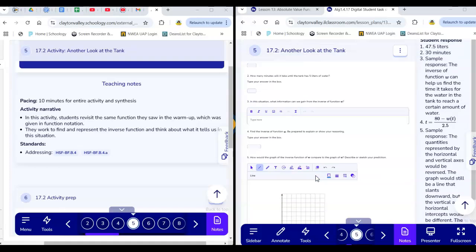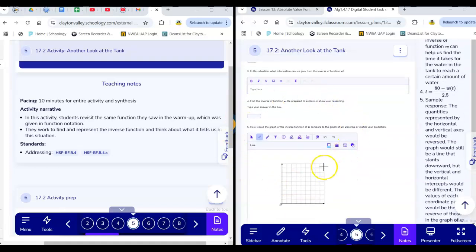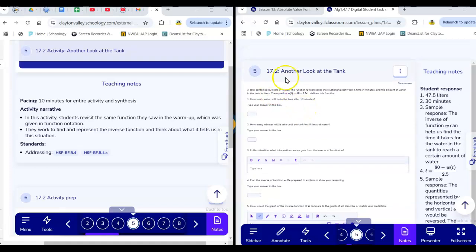Then they ask you to rearrange the function. So you can see up here, it's solve for W. So they want you to solve for T. So they want you to isolate T. Okay, and then answer a different question. So please pause the video and give that a try.